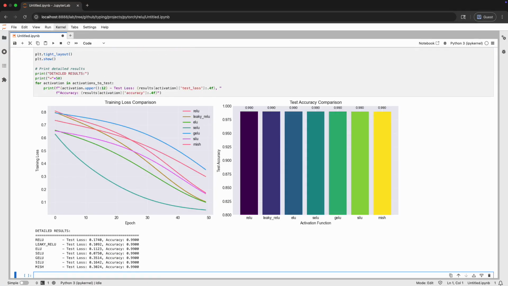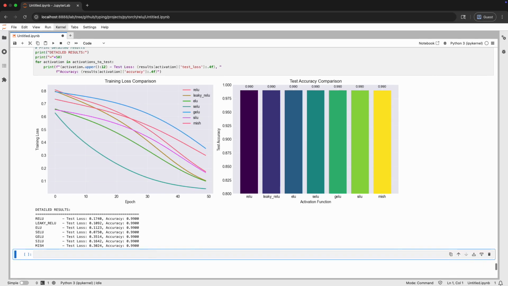The practical results are revealing. The training loss plots show different convergence behaviors, with smooth functions like GELU, CELU, and Mish generally converging faster and more stably. The accuracy comparison shows all modern activation functions outperforming basic ReLU on this task. Mish and GELU achieved the highest accuracies, followed closely by CELU and SELU. These results demonstrate that while ReLU remains a solid baseline, modern activation functions can provide meaningful performance improvements, especially on complex tasks.